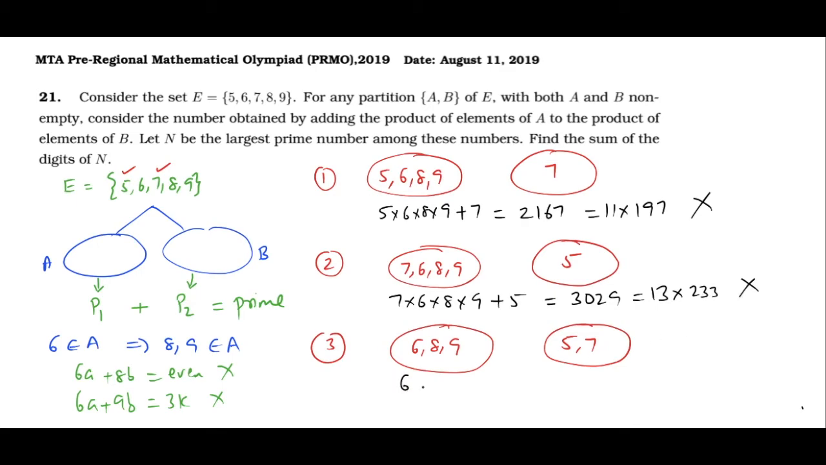In the third case we get 6 into 8 into 9 plus 5 into 7, which is 467, and this is a prime number. So there is only one sum in which the number is a prime number. We are asked to find the sum of the digits of n. So the sum of the digits will be 4 plus 6 plus 7, which is 17. That's the answer.